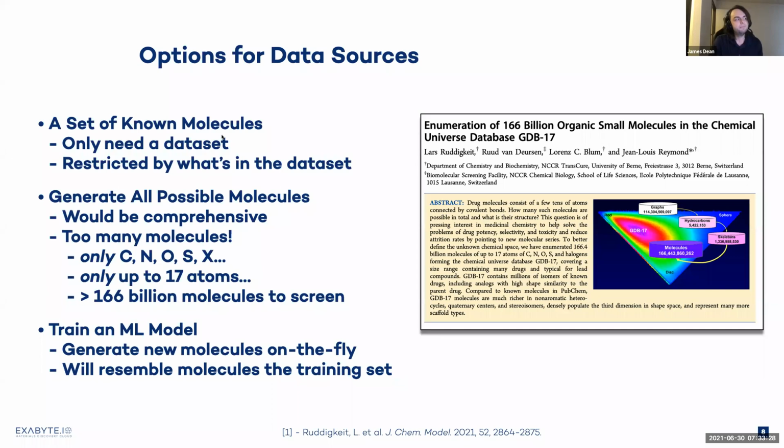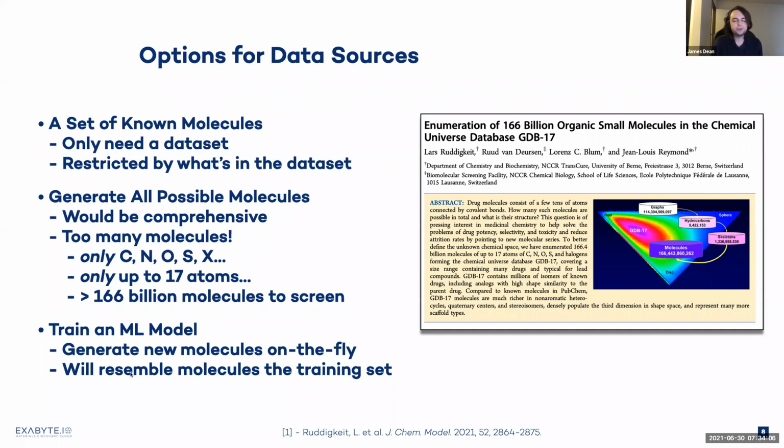At the other end of the spectrum, we could also try to generate all possible molecules. It would just be an exercise in graph theory, which would be comprehensive, of course, but as this paper over here shows for the GDB-17 database, even if we restricted ourselves to just molecules containing carbon, nitrogen, oxygen, sulfur, or halogens, only up to 17 heavy atoms, there are still over 166 billion molecules that we would need to screen. So definitely quite a lot, maybe starting to get on the infeasible side of things.